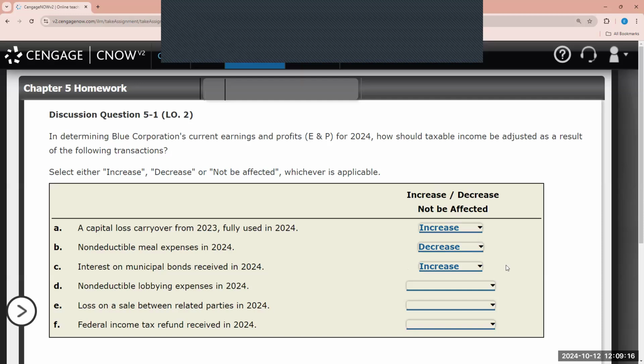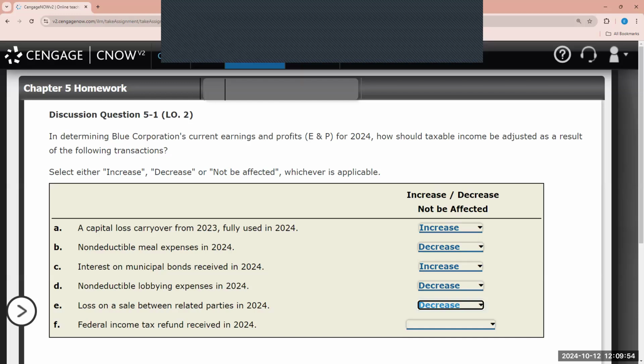Next, we have non-deductible lobbying expenses in 2024. For tax purposes, lobbying expenses are not considered deductible. However, from the logical perspective of the dividend paying capacity, money was paid. Therefore, this decreases the corporation's dividend paying capacity. E, we have a loss on a sale between related parties in 2024. In such case, a related party loss has a negative impact. Therefore, this would be decreased.